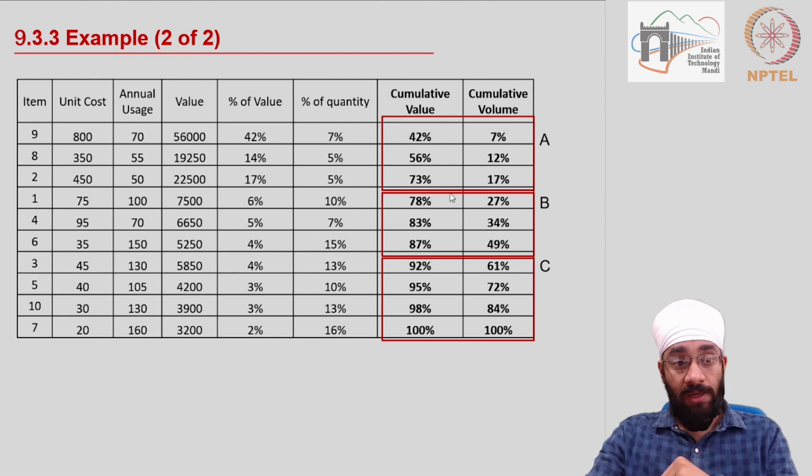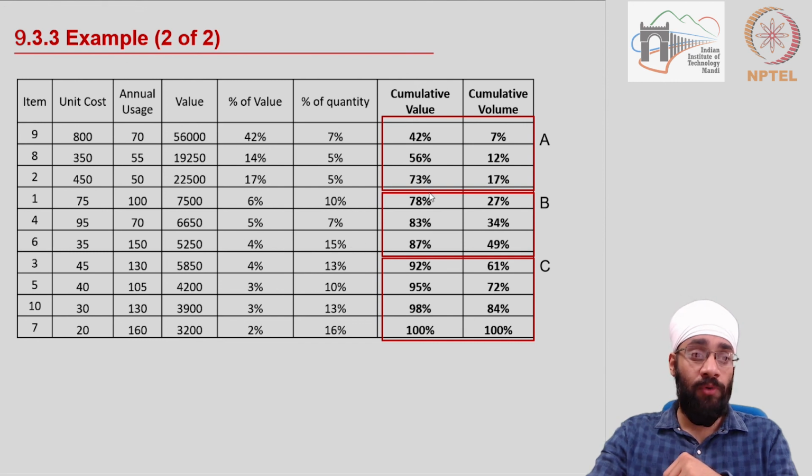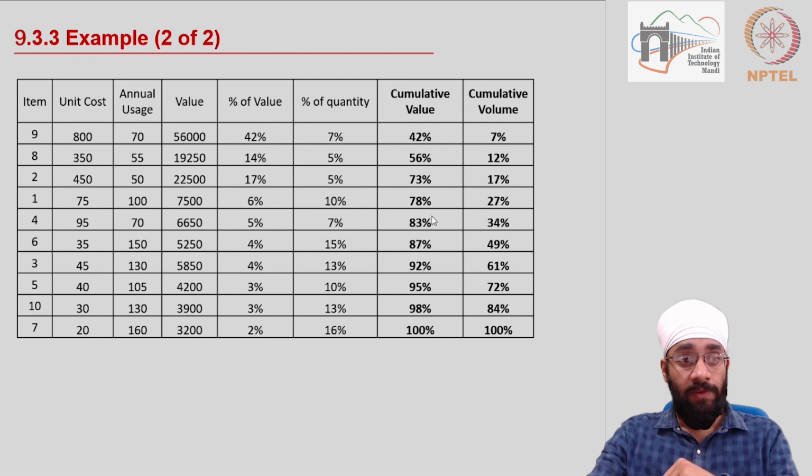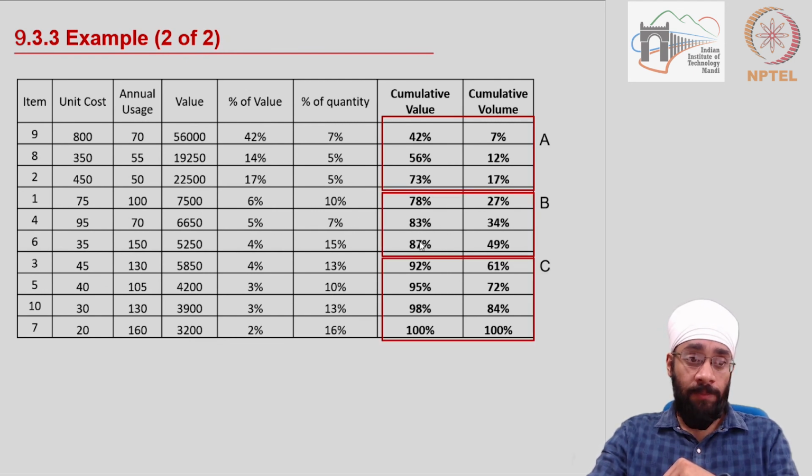So next 3 stock items, which is stock item 1, 4 and 6, they are contributing to up to 87%. So they are giving you an additional 32% of the value. And in terms of volume, you have about 15% of the volume. So 32 and 15, and you look at this guide, 32 and 15, that's right. So this is B category of item, and then you have remaining in C category of items.